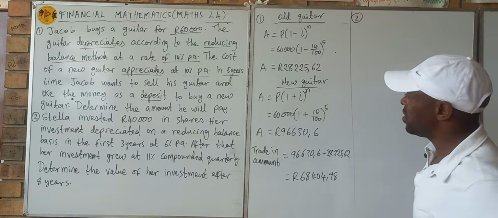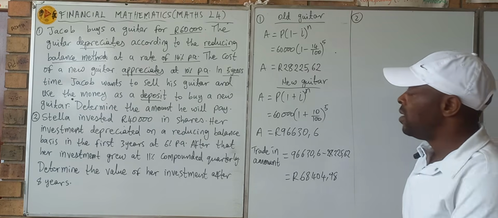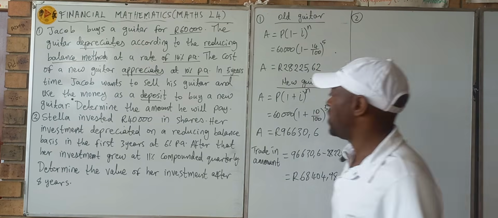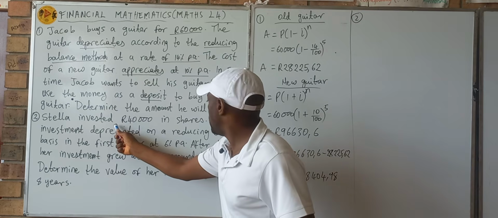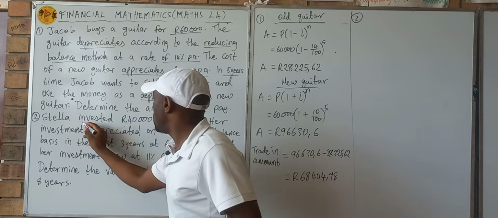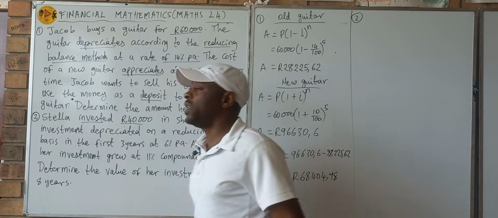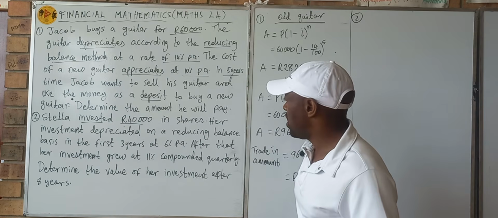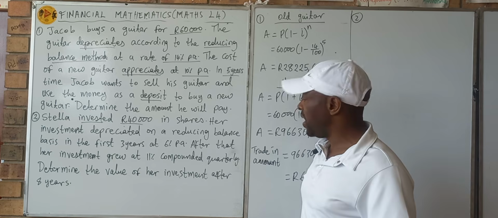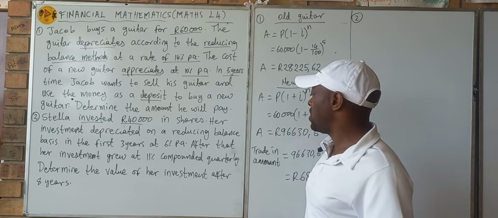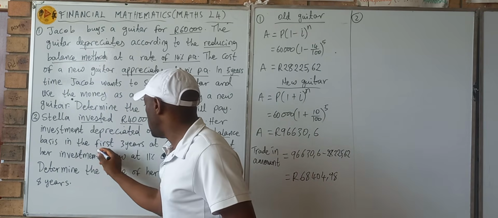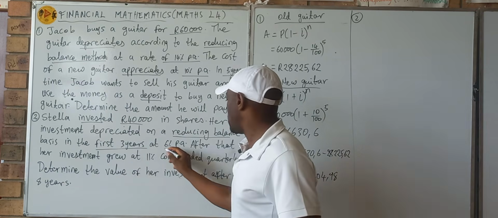So let's now look at the second problem there about Stella. It's more or less the same kind of reasoning. It says Stella invested 40,000 rands in shares. So that is the original amount. Each time I use the word invest, that is my original. Her investment depreciated on a reducing balance basis in the first 3 years at 6%. So the type of depreciation is reducing balance basis in the first 3 years at 6% per annum.